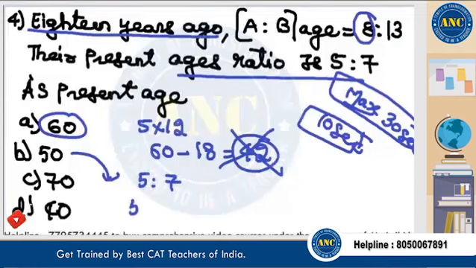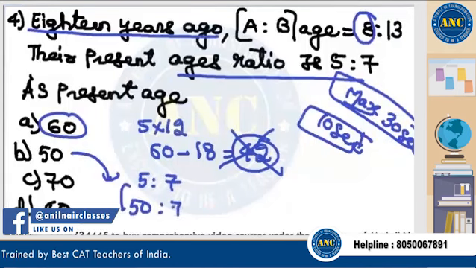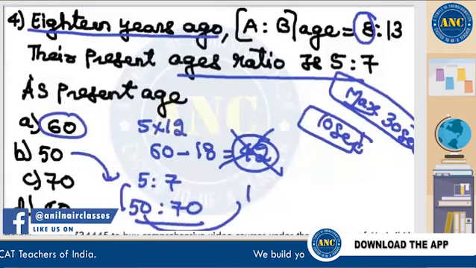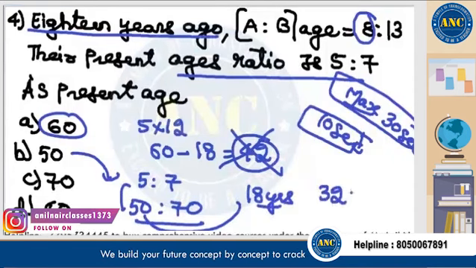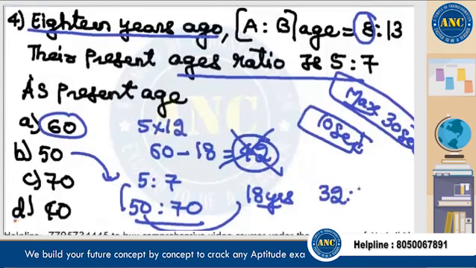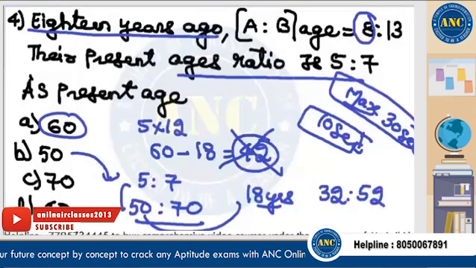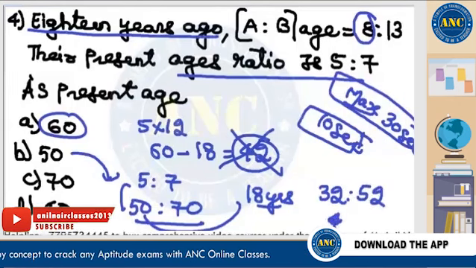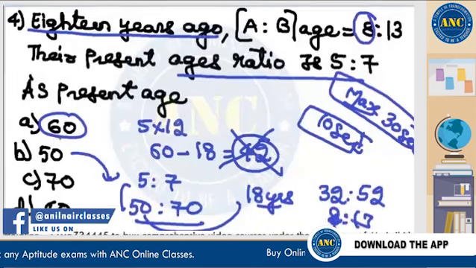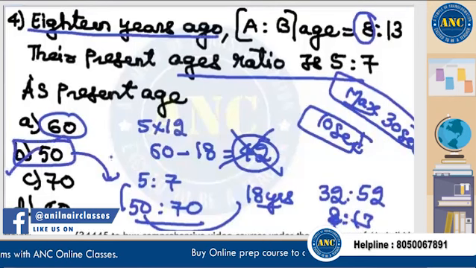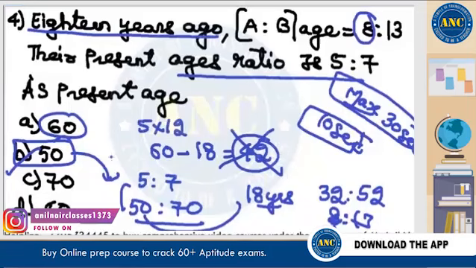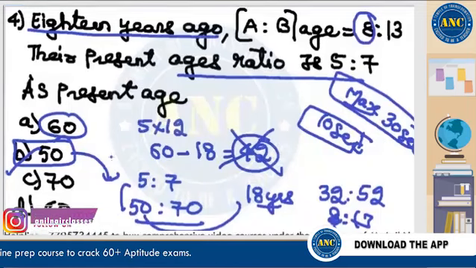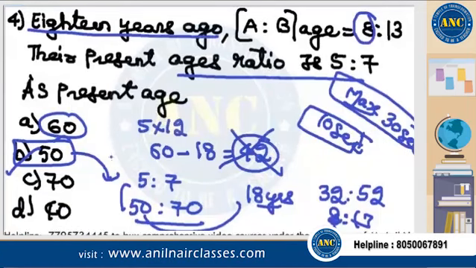If I take 50, 5 tens are 50. 18 years ago it will become 32. Answer 50. How much time does it take, sir, to solve this question? Such an easy question. If I take 50, 5 tens are 50, 18 years ago is 32. You don't need to check that 32 is a multiple of 8.